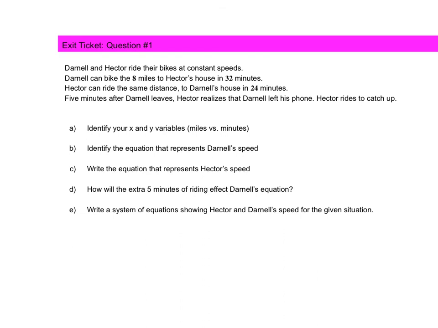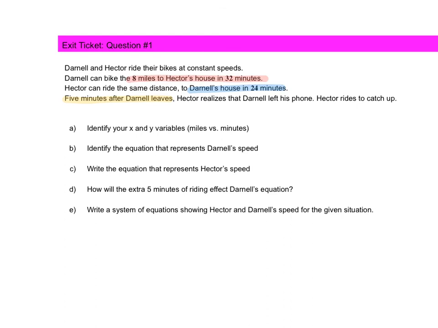It says Darnell and Hector ride their bikes at constant speeds. Darnell can ride the 8 miles to Hector's house in 32 minutes. And Hector can ride the same distance, so 8 miles, to Darnell's house in 24 minutes. 5 minutes after Darnell leaves, Hector realizes that Darnell left his phone, and Hector rides to catch up. So this is our situation.